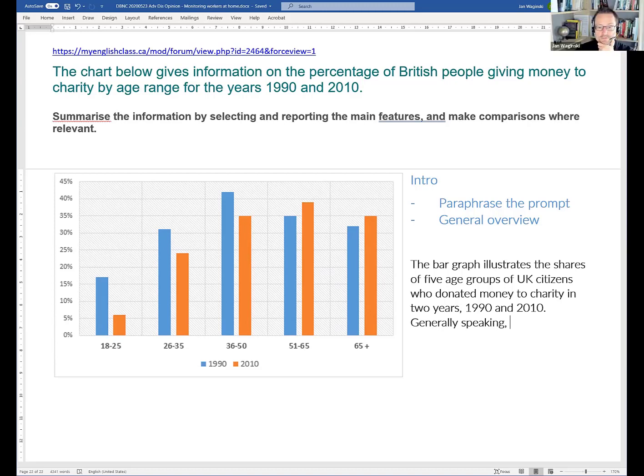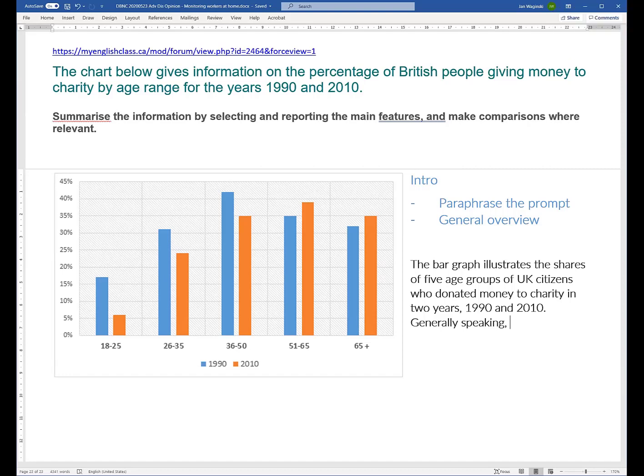So generally speaking, what's the big pattern? Safa, what's the big pattern that the graph shows? Generally speaking, the middle age group shows the higher percentage of donation. Why are they talking about two? I need a comparison between 1990 and 2010, but I couldn't find patterns to say. Okay. There's a very obvious pattern.